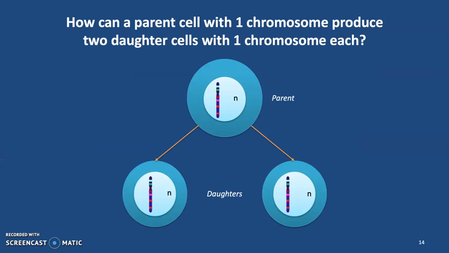And now let's think about the process. So here's the problem we're facing. We have a parent cell. It has a single copy of each chromosome. In this case, there's just one chromosome. So it's a single copy. And somehow it needs to create two daughter cells through cell division, through mitosis, two daughter cells that each have one copy of all the chromosomes. How is it going to do this?